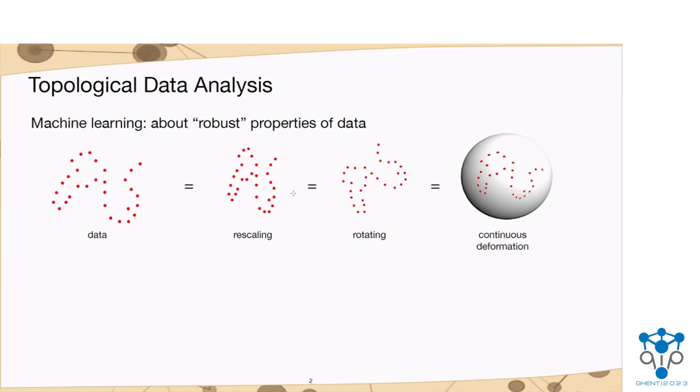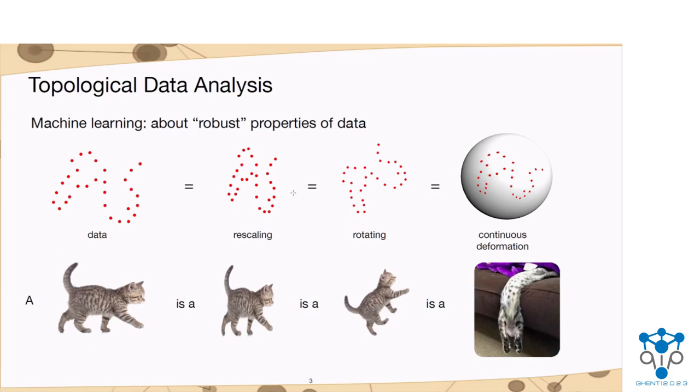So the mindset is machine learning, which arguably is all about extracting the robust, the really pertinent information from data sets. Whatever you're learning from this point cloud here, you probably want to learn the same thing if I were to rescale it a little bit, or rotate it a little bit, or even smoothly deform it a little bit. In pictures, a cat is a cat is a cat, no matter what you do with that.